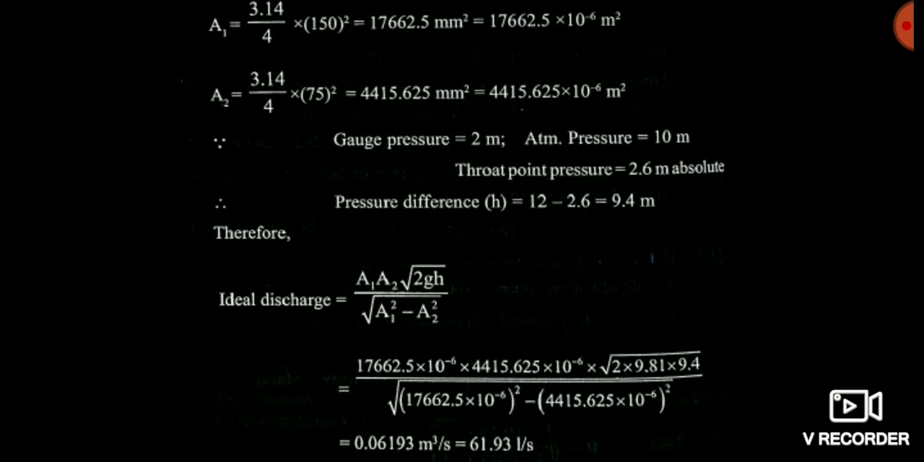After that you can apply the discharge formula, that is A1 A2 into root under 2gh divided by root under A1 square minus A2 square. The h value you have got, the A1 and A2 values you have got, you put all these values in SI units, and you will get your discharge, that is 0.06193 meter cube per second. You convert it into liters, that is 61.93 liters per second.